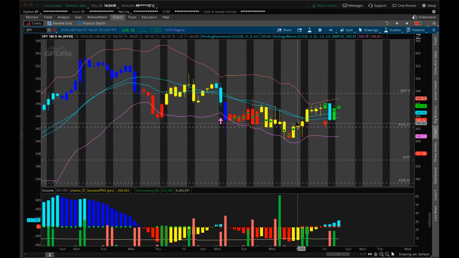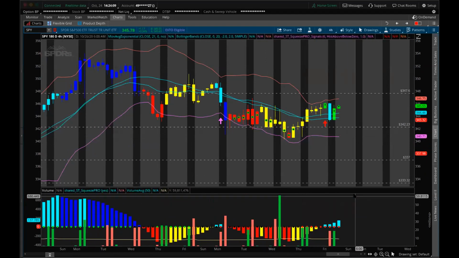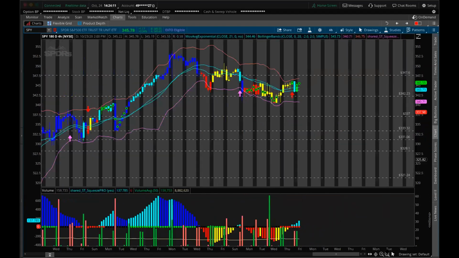But yeah, we have the accumulation around this 342 level. So we shall see what happens next.